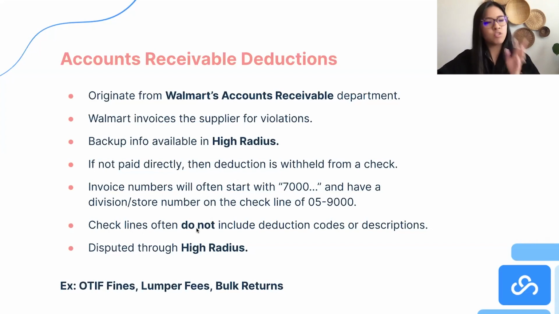So with an AP deduction, you'll see something like a code 22 or a code 10 or whatever it is. AR deductions often, again, do not include that deduction code or description. Another key thing to note here is that you will dispute AR deductions through HighRadius. HighRadius is a third-party app that you do have to get an account for.